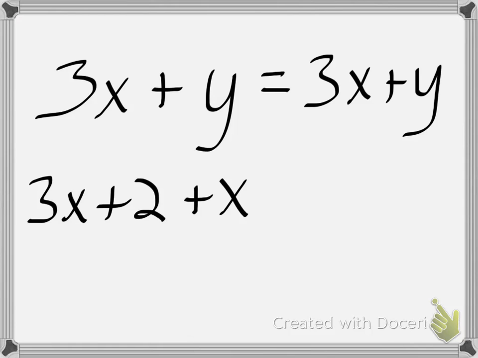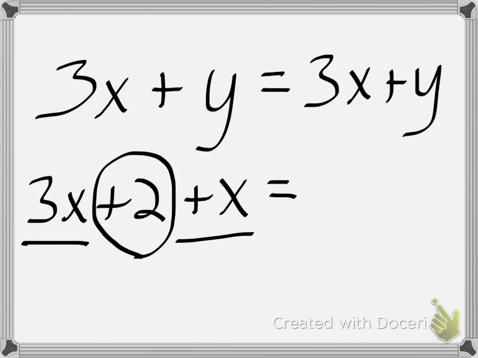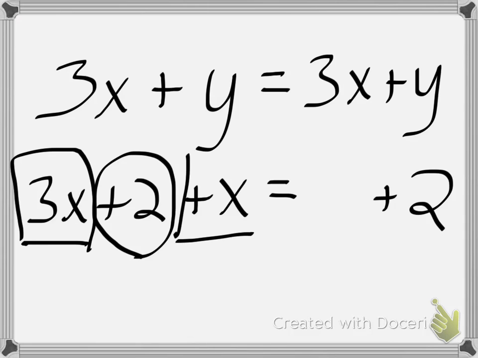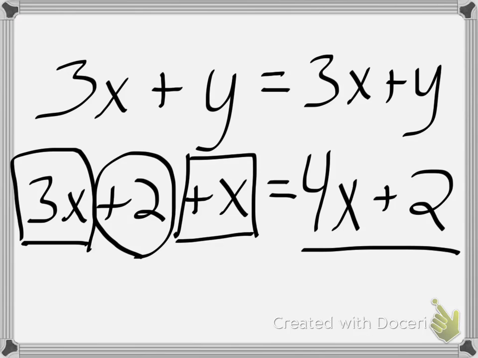Now, if you had 3x plus 2 plus x, you can collect this x and this 3x. The 2 is not a like term. So the 2 goes here because you can't do anything with it. It keeps its sign, goes with it, and you add the 3x and the x. So that makes 4 x's. These are not like terms, so you can't put them together.